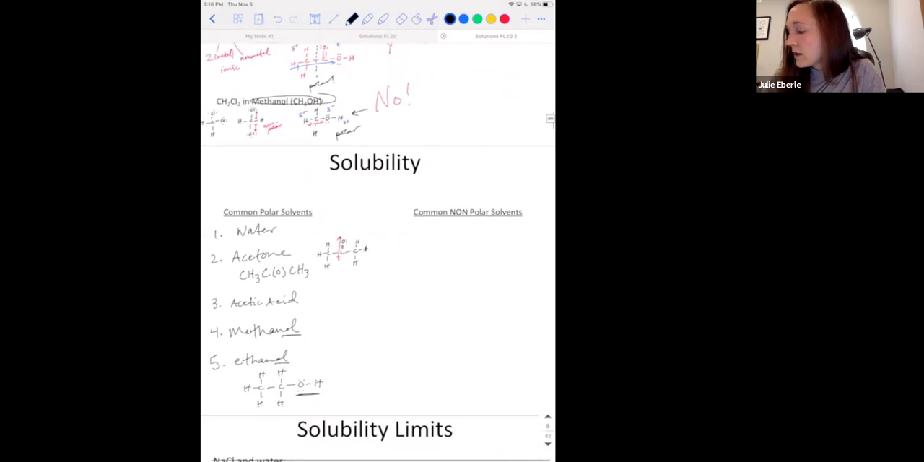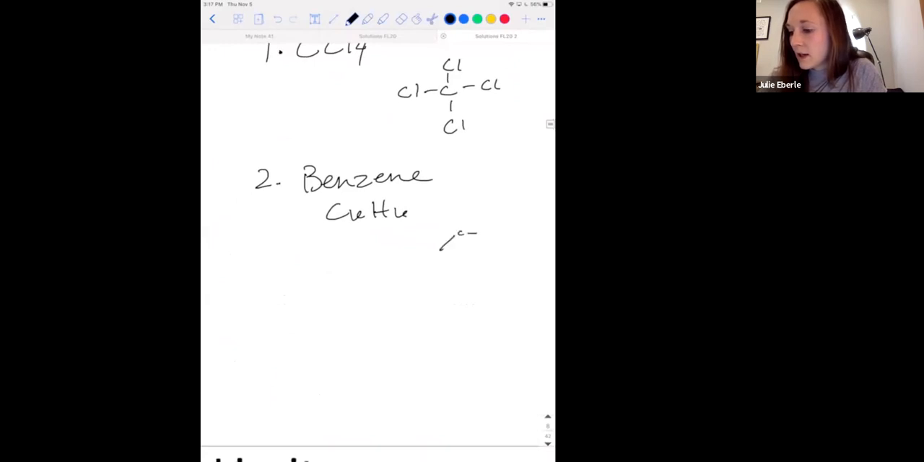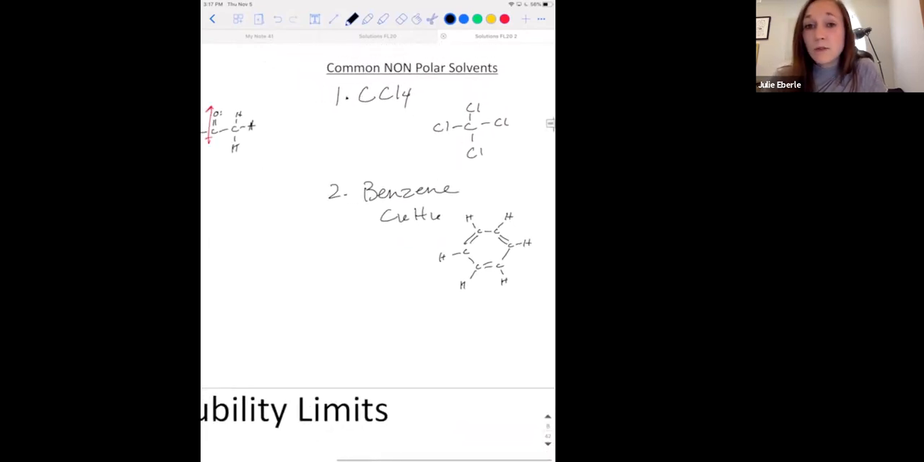Some common nonpolar solvents, though, one would be carbon tetrachloride, CCl4, carbon with 4 chlorines, and all these dipoles cancel, so overall the molecule is nonpolar. Another one is called benzene. This is actually C6H6. This one looks really weird. It's actually like a hexagon. Looks like this, and then there's double bonds between these carbons, and then each of these carbons gets 1 hydrogen. This is benzene. You'll also probably recognize this guy when we get to functional groups. But it's very nonpolar because it's just carbon-carbon bonds and carbon-hydrogen bonds. But it's a very common nonpolar solvent.